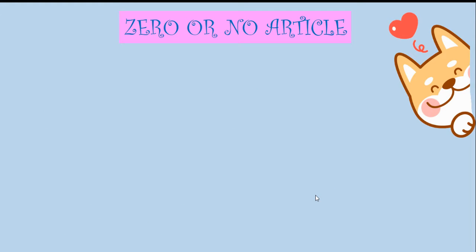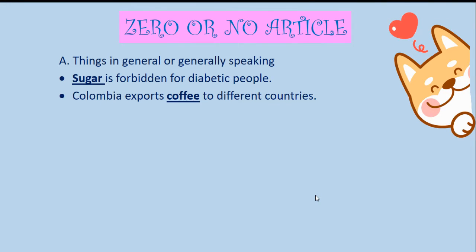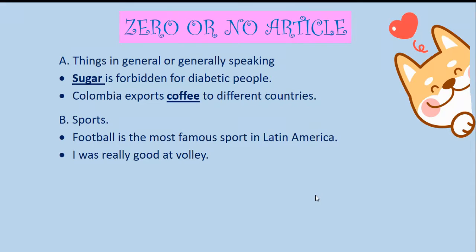Then we go with the zero or no article. When we refer to things in general, or generally speaking, like sugar: sugar is forbidden for diabetic people. Colombia exports coffee to different countries, like sugar and coffee in general. Also to refer to sports, here you have football is the most famous sport in Latin America, and I was really good at volley. Okay, not the football and not the volley.